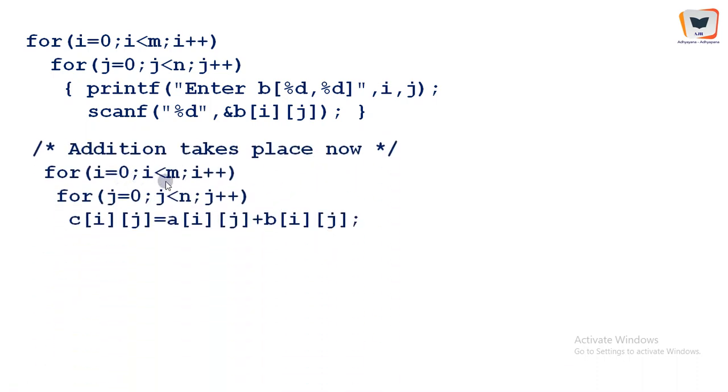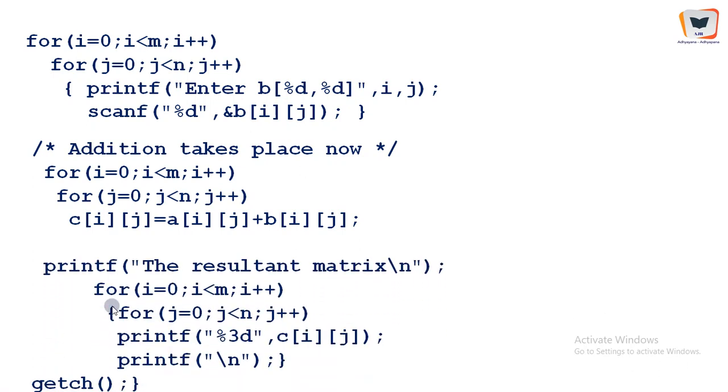And addition takes place here. For i equal to 0, i less than m, i plus plus. For j equal to 0, j less than n, j plus plus. This will add along the rows. So the first element of the first row of A and the first element of the first row of B will be added, and you know all these things anyway. For the sake of practice, we are doing this, and my respected viewers can definitely try the subtraction of the arrays in a similar way.